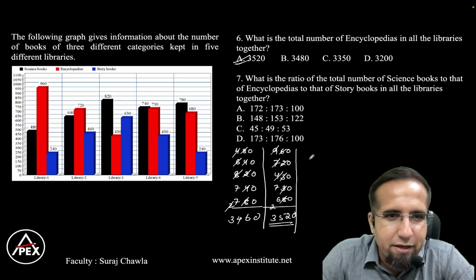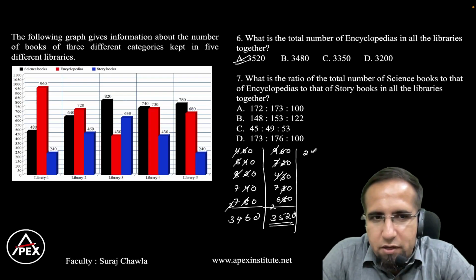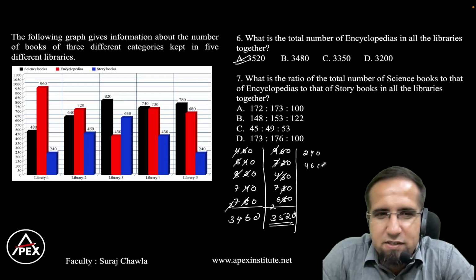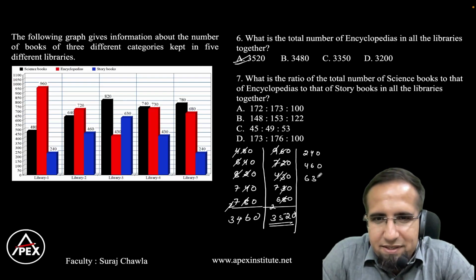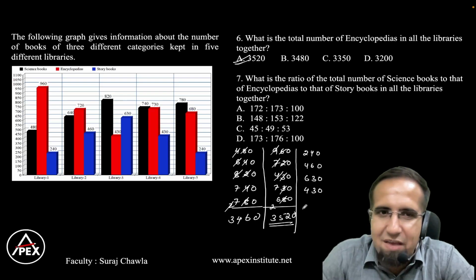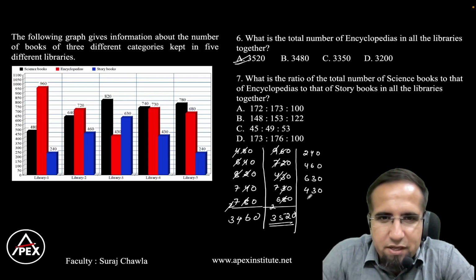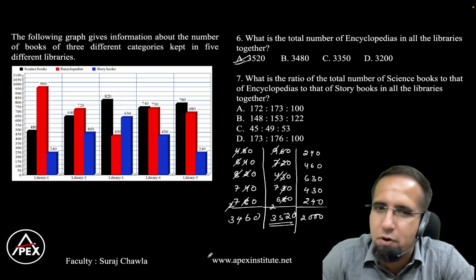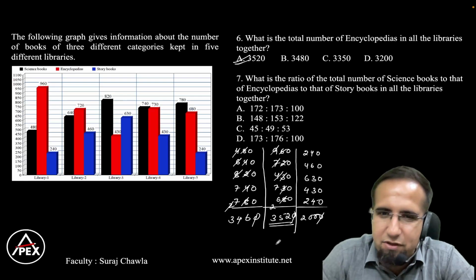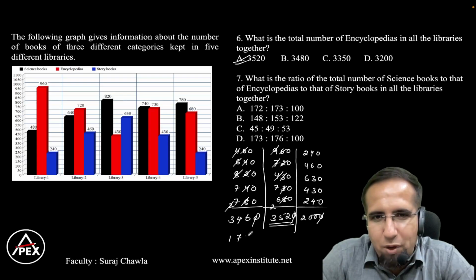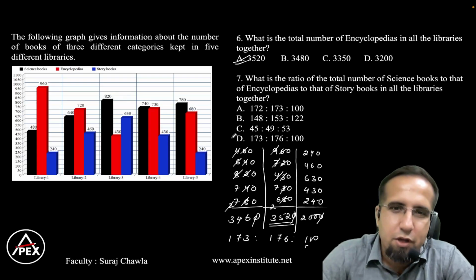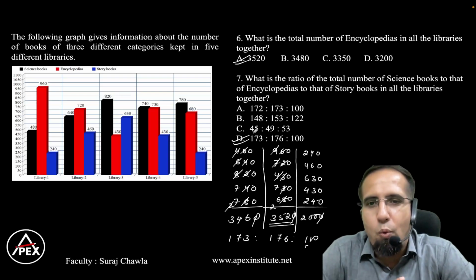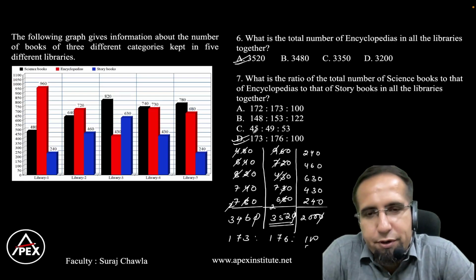And finally, I'm looking at the number of storybooks, that is 240 plus 460 will give me 700, plus 630 will give me 1330, plus 430 will give me 1760. 1760 plus 240 will give me 2000. So 2000 will be the total number of storybooks. So 0, 0 and 0 gets cancelled. If I divide by 2, this is going to be 173. This is going to be 176 and this is going to be 100, and therefore the final answer is going to be 173 is to 176 is to 100.